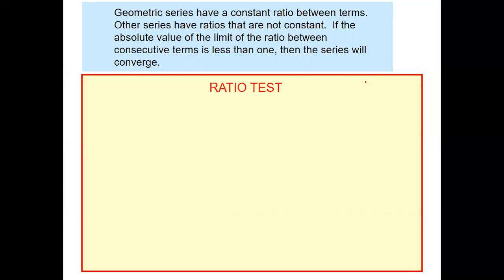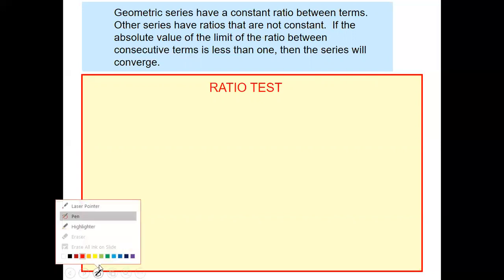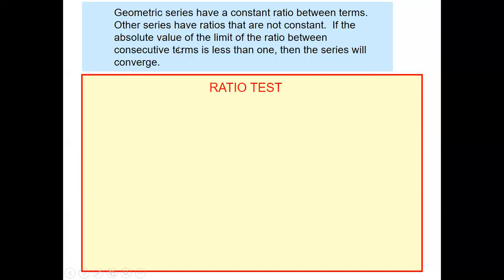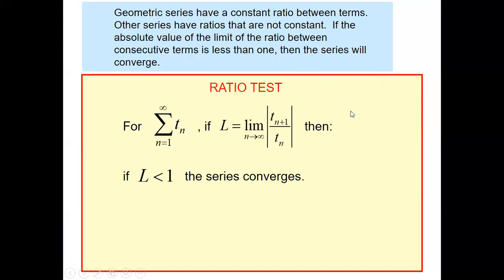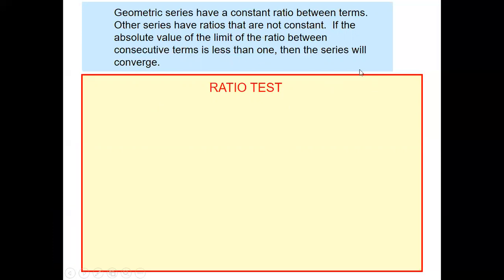So geometric series have ratios that are constant, but other series have ratios that are non-constant. Geometric series, we keep multiplying by the same term over and over and over again, but not all series have ratios that stay constant. Well, if the absolute value of the limit of the ratio between consecutive terms is less than 1, the series will converge.